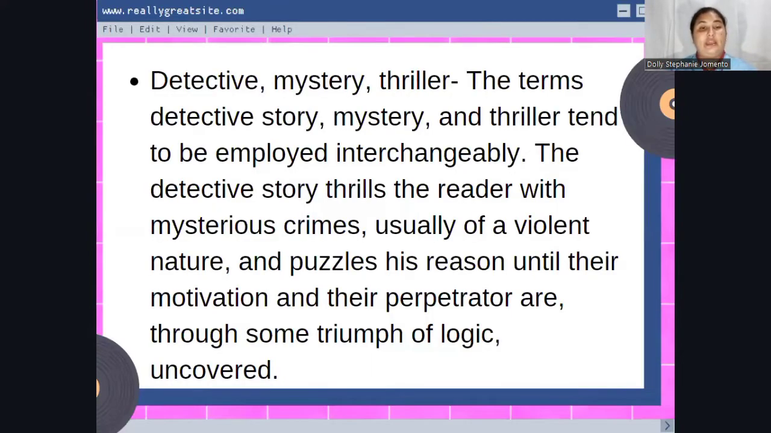So next, we have detective, mystery, and thriller. The terms detective story, mystery, and thriller tend to be employed interchangeably. The detective story thrills the reader with mysterious crimes, usually of violent nature, and puzzles his reason until their motivation and their perpetrator are, through some triumph of logic, uncovered. So the detective story and mystery are in fact synonymous.